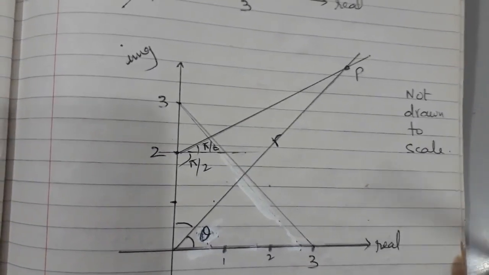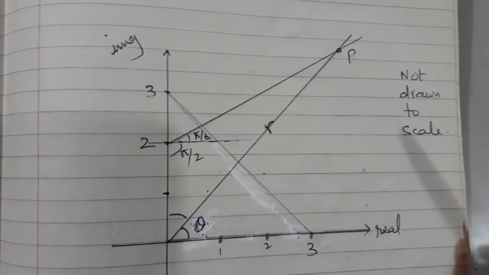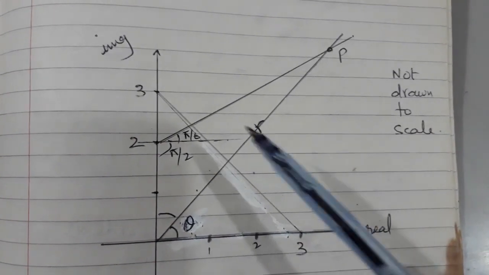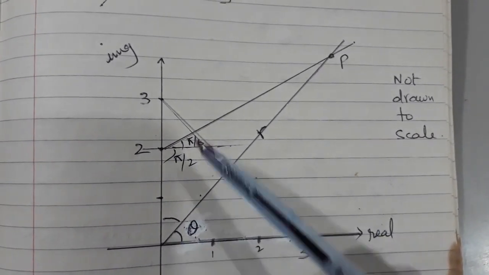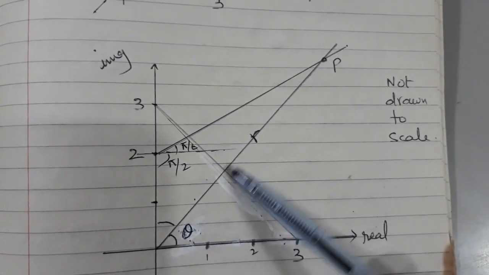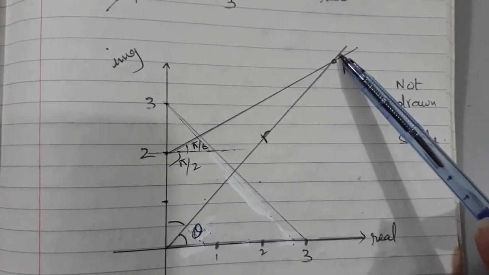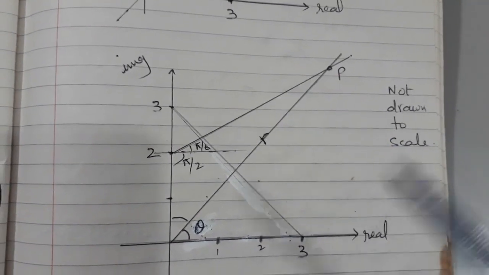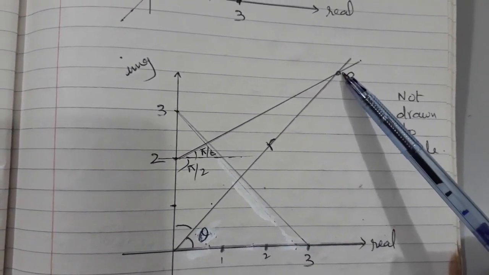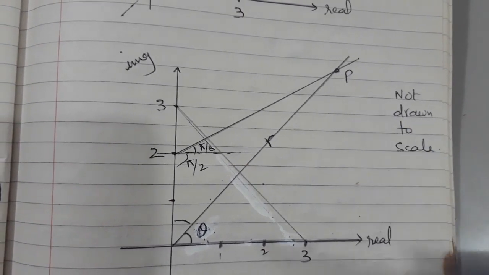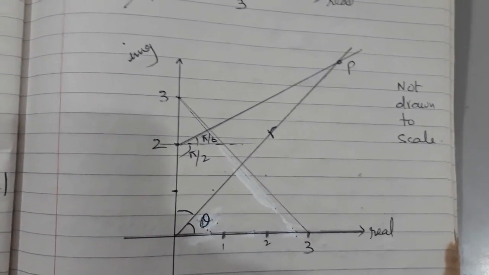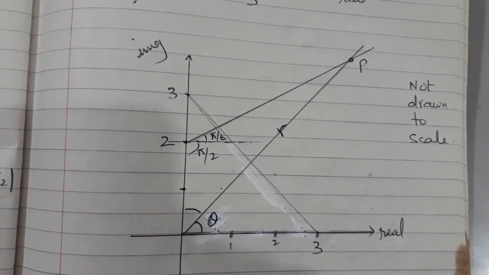Now we know this is all a sketch. We are not drawing to scale, right? It's not on graph paper. Okay, so this one is my first locus and this one is my second locus. Now this is the point of intersection and I have to express this point in the form r e^(iθ). That was the requirement of the question.